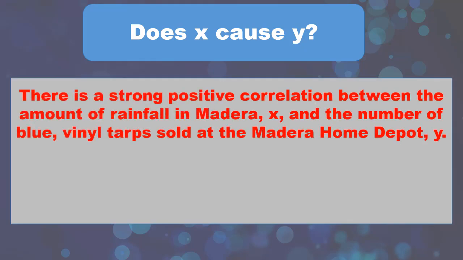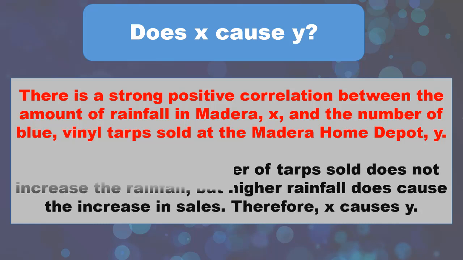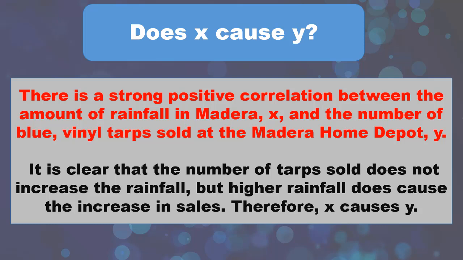Well, let's say we have this situation. There's a strong positive correlation between the amount of rainfall in Madeira, x, and the number of blue vinyl tarps sold at the Madeira Home Depot, y. In this situation, there's definitely a cause and effect relationship. It's clear that the number of tarps sold doesn't increase how much rain falls, right? So just because they sell a bunch of tarps at the Home Depot, that doesn't mean the skies suddenly open up and drop down torrential rain upon us. It doesn't work that way.